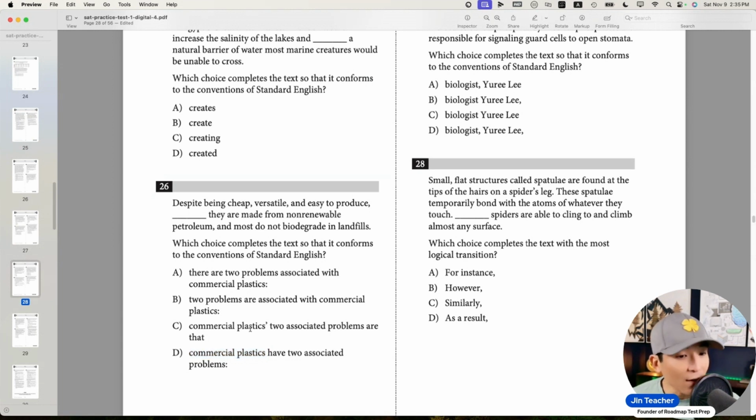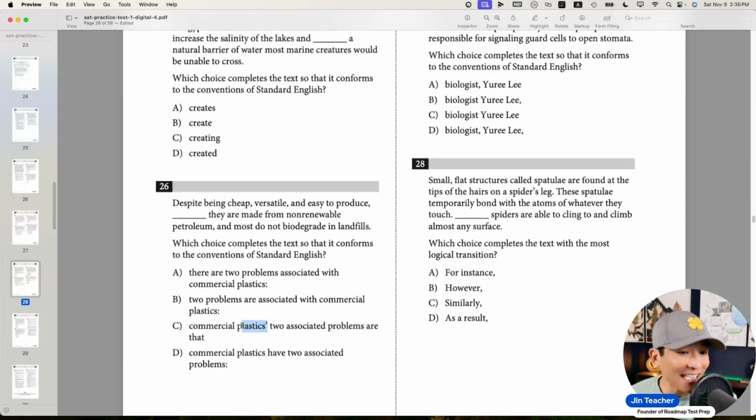Watch out for answer choice C, you guys. Even though you see commercial plastics, notice you have the apostrophe. That's not the subject. The subject in C is actually problems, because when you have an apostrophe with a noun, it's being used as an adjective. Like, whose problems is it? Oh, it's the plastics' problems. So plastics isn't the noun in this case. Problems is.